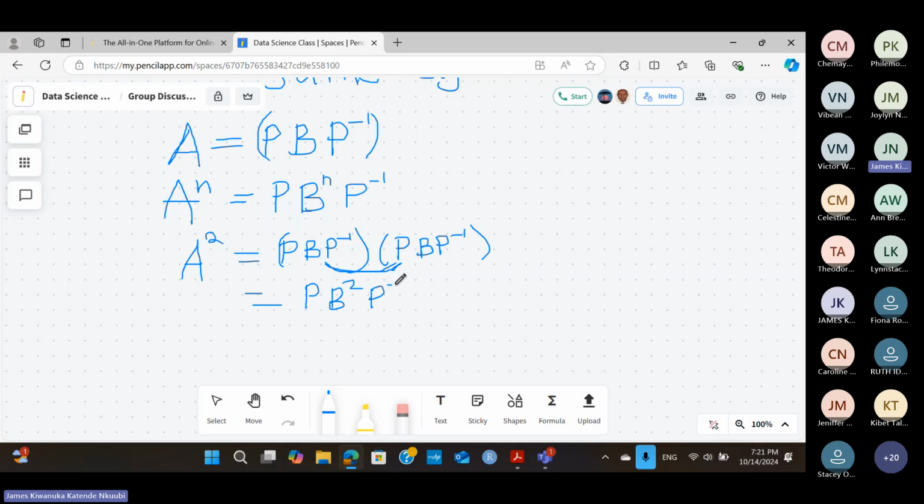P inverse. So if you keep doing this, if you want to get A cubed, it is the same as A squared multiplied by A. So this is A squared multiplied by A, which is P B P inverse. So you can see this middle term keeps collapsing. So again, you are left with P B cubed P inverse. So again, this is useful for getting powers of matrices.